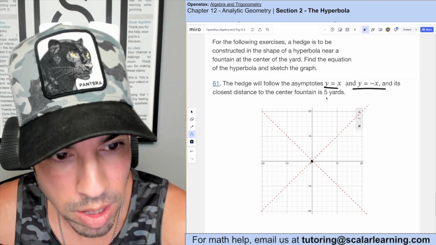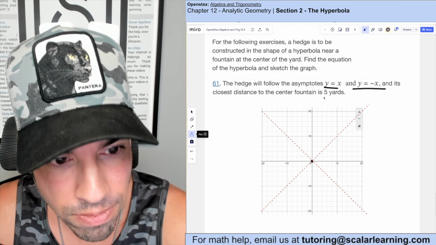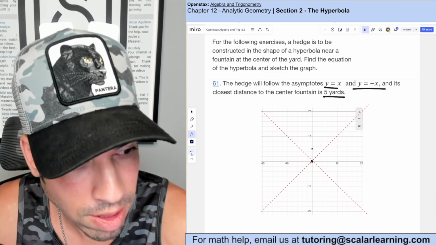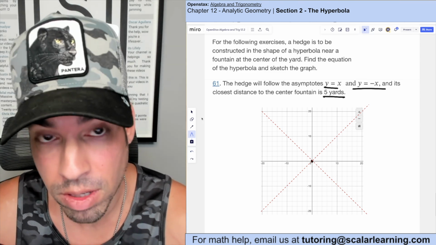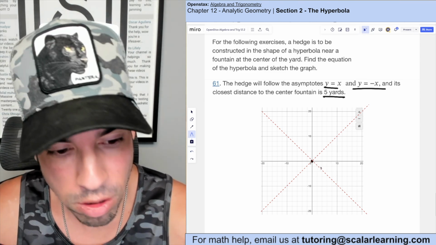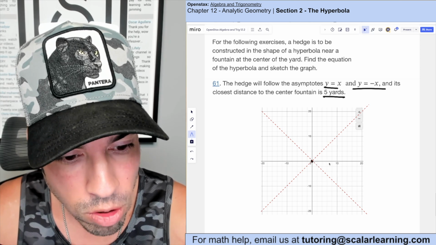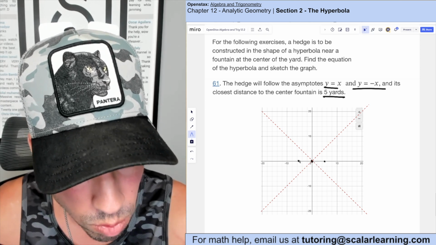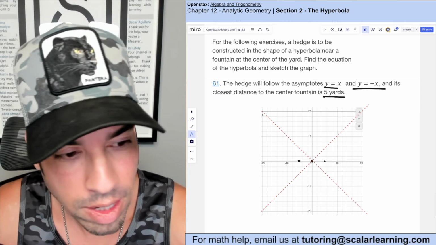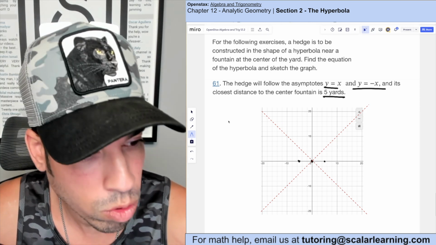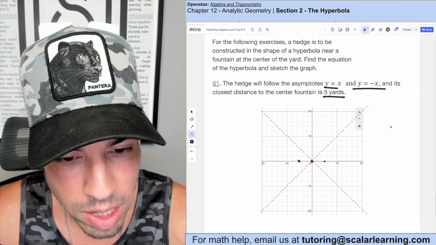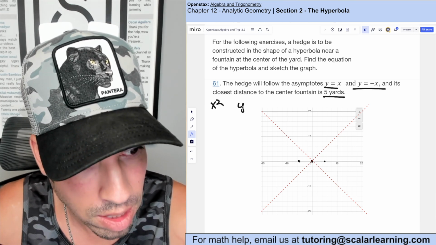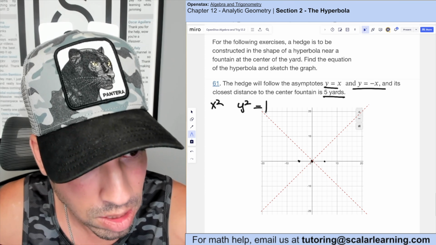Now here's the thing, right? It's 5 yards away, but it doesn't say if it's 5 yards above or 5 yards to the left and right. In the back of the book, they have the left and right. So since it's not really clear, let's just roll with that. So 5 yards away at the closest, that means here it's 5 yards away and 5 yards away for the vertices. And again, because we're centered at the origin and we're going left to right as we have chosen, it's going to be x squared and then y squared, and then we're going to set this equal to 1.